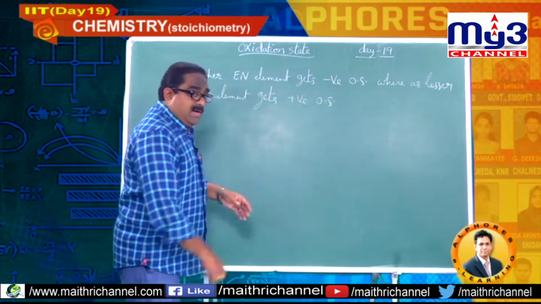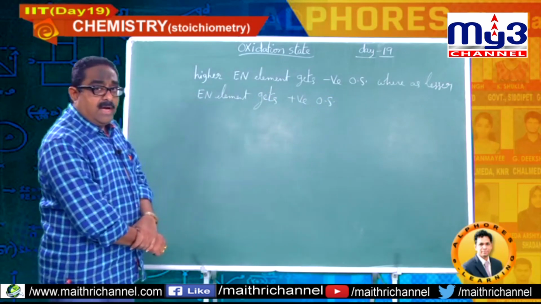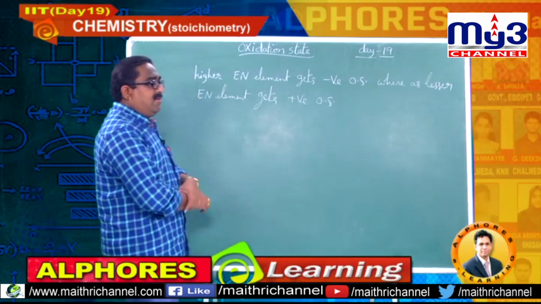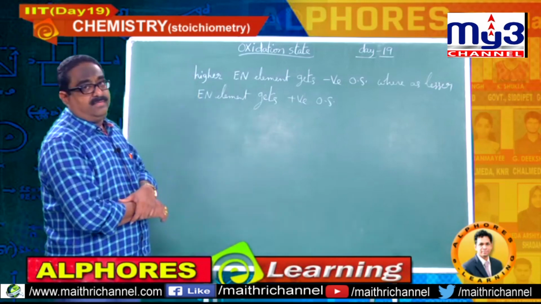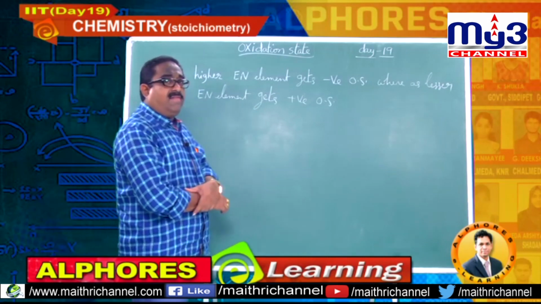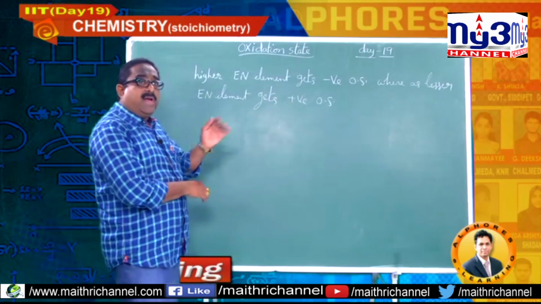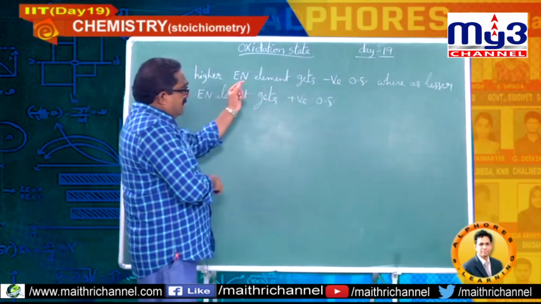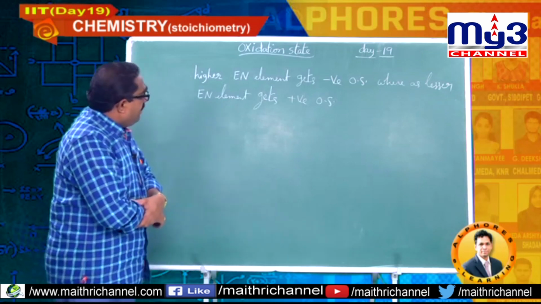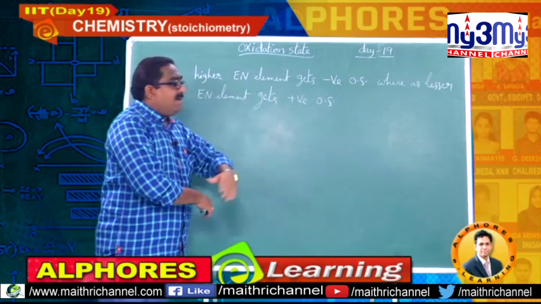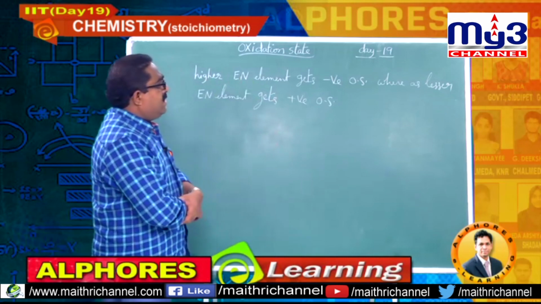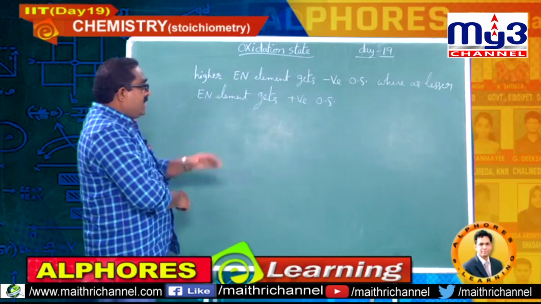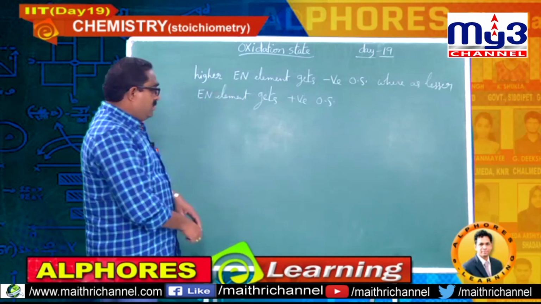Here, what is electronegativity? Electronegativity is the property of an atom to attract the bond pair of electrons towards itself in a given covalent compound. That topic will be discussed under the separate chapter, periodic table, not now. So here what I want to explain to you is, more electronegative element gets a negative oxidation state, whereas less electronegative element gets a positive oxidation state. Let me explain this with an example.